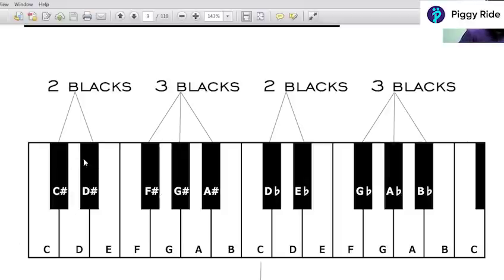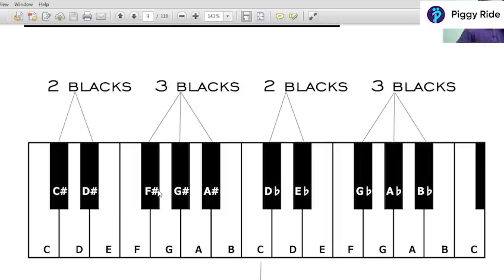See this group of 2 black. Before the first black, on the white key, you will always read it as C, in any group of 2. After C you will read D, and after the second black you will read E. So in this group you will always read C D E.